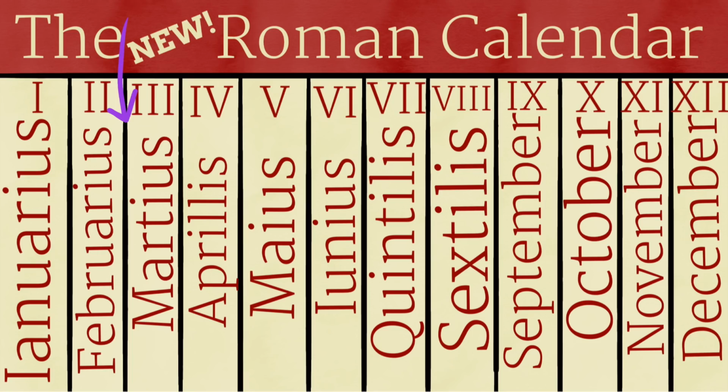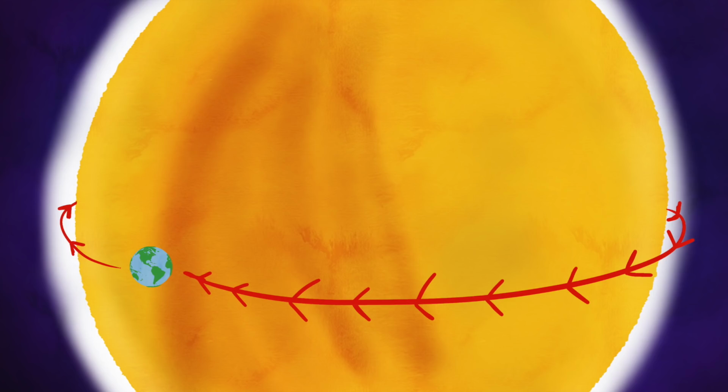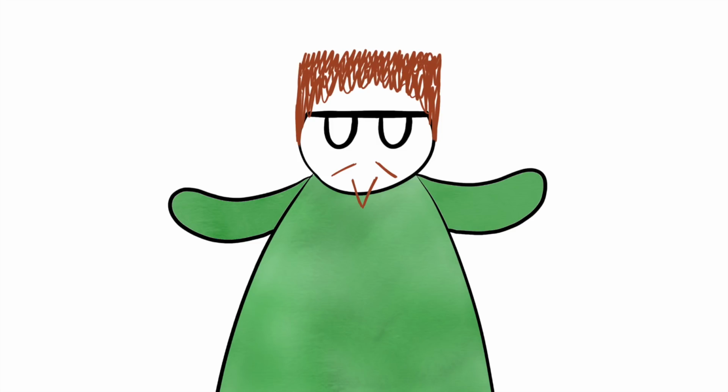Mercedonius and Intercalaris was a leap month added between February and March every few years to keep the solar cycle in line. The name Intercalaris means intercalendar, and its other name Mercedonius comes from the Latin word for wages, as it was around this time of year that workers would get paid. Like I said, however, this additional month was completely removed from the calendar when Julius Caesar brought in his own calendar.